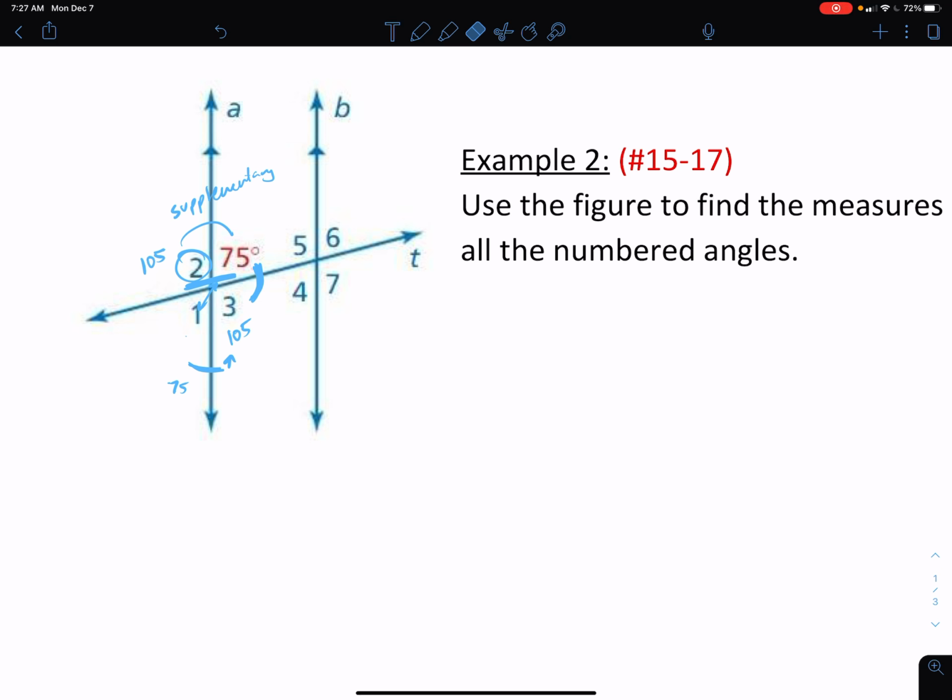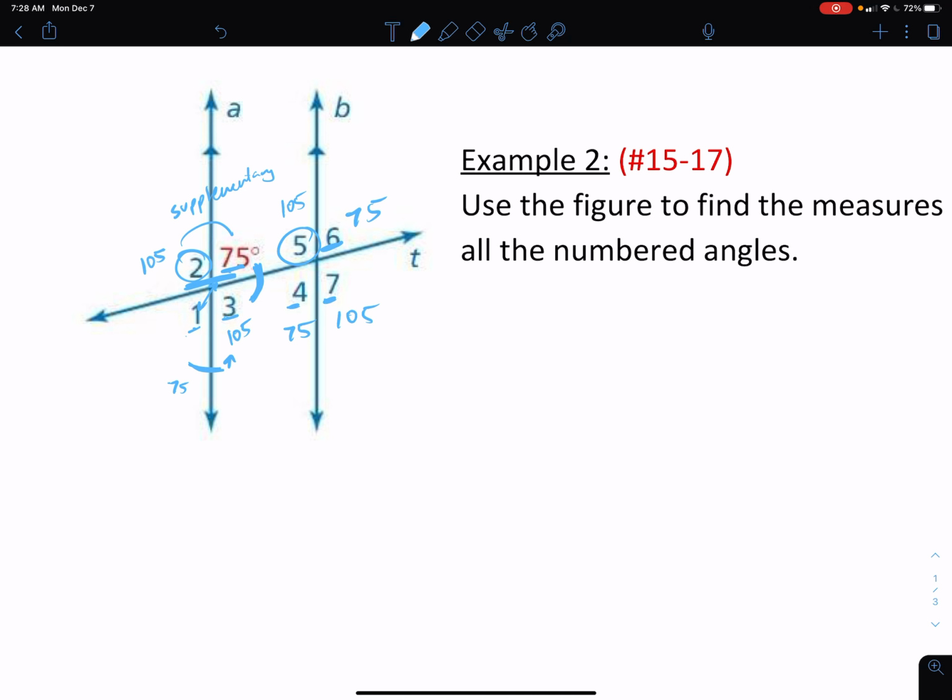Well, use the corresponding angles. So what corresponds to angle 2? Top left is 5. So angle 5 must also be 105. Top right is 75, so angle 6 is 75. Bottom right is 105. Bottom left, angle 4, is 75.